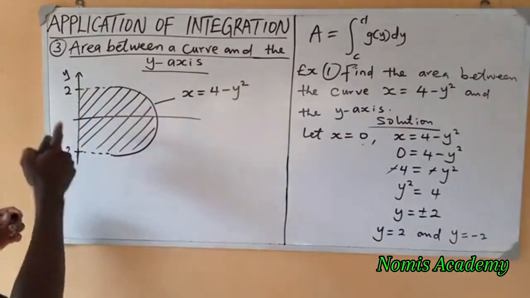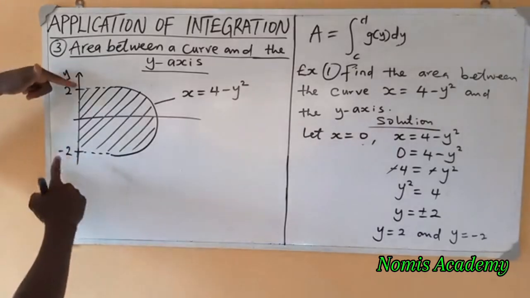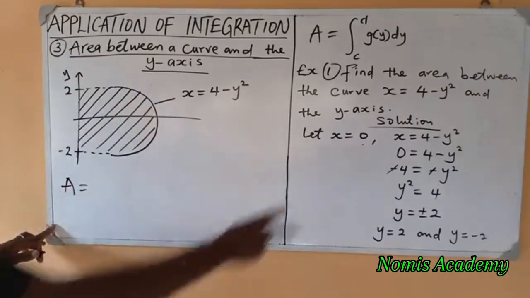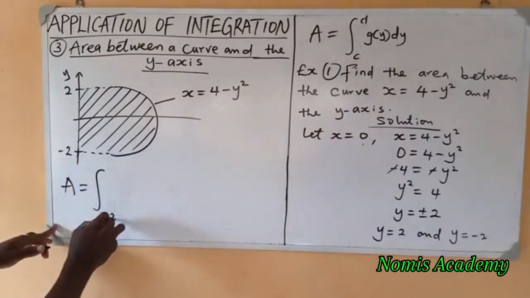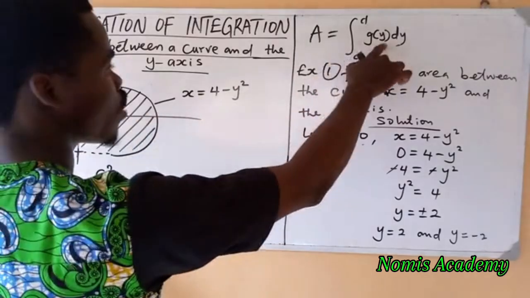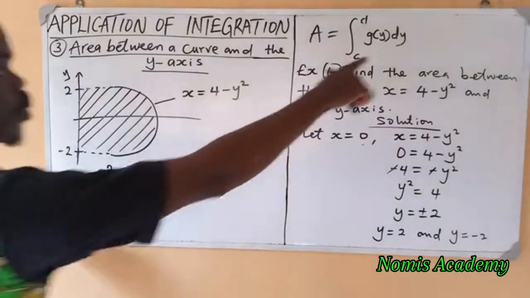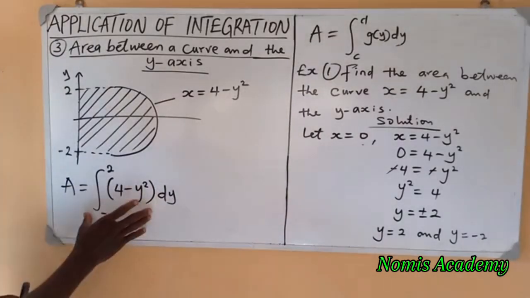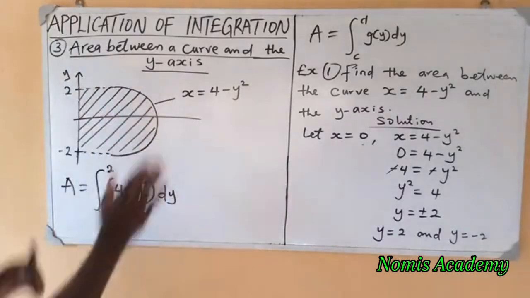Mind you, we have 2 points. Alright, so to do that, don't forget, this is the lower limit, and this point is the upper limit. So the area is given by the integral, the lower limit is -2, and the upper limit is 2. The function given, which is g of y, is 4 minus y squared, with respect to y, dy. So we are going to integrate this function, and then we substitute the limits, and the final result will be the area of the region.